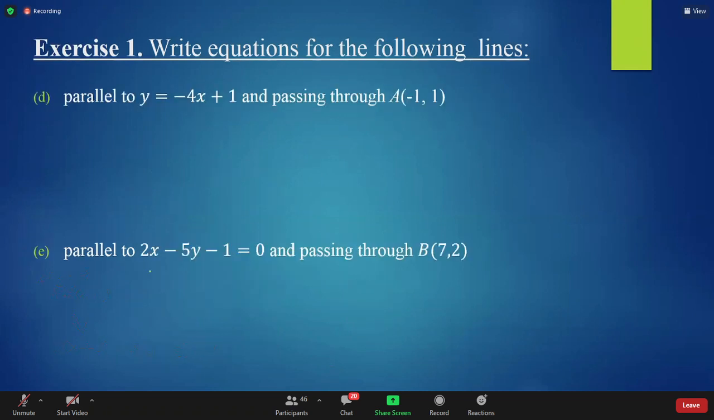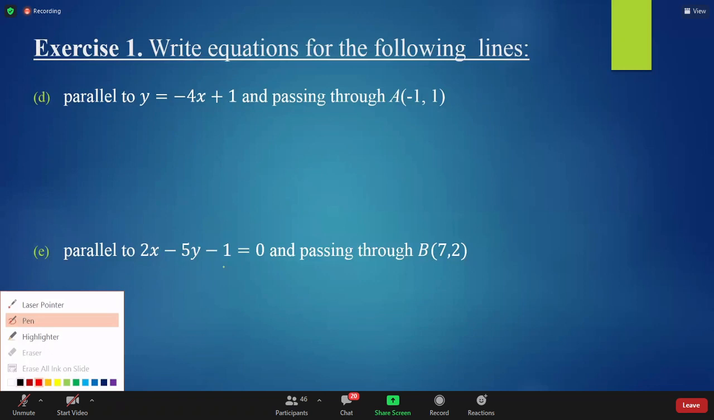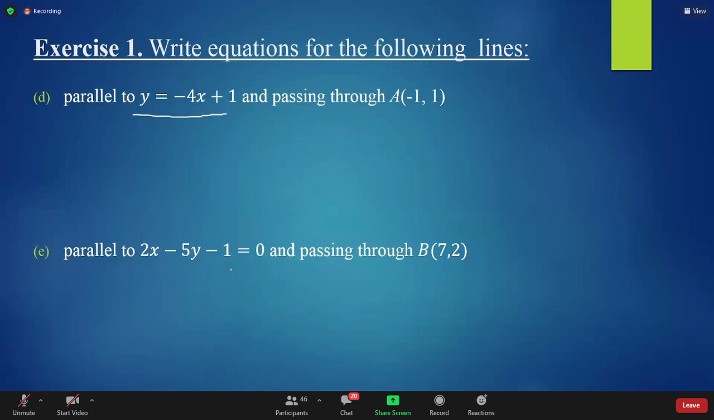Next, more exercises. Now let's see. Parallel to this line and passing through the given point. So for this line, we actually have the slope -4. If the second line has to be parallel to this first line, then it must have the same slope. Parallel means same slope. Which means we can now write, for example, and we have a point. So we have the slope and we have the point with coordinates x0, y0, right? So we can use the point slope equation.